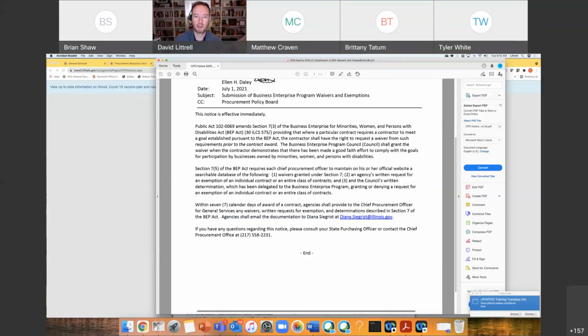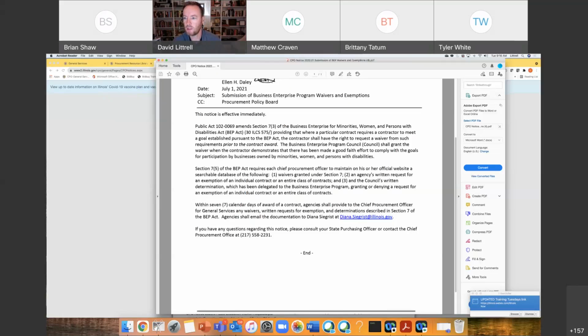But I just wanted to make the point that the CPO notice specifically calls out that you will be sending it directly to Diana, and it won't be going through your SPO. If you wanted to CC your SPO just so it's more of a communication and make sure everybody's on the same page, I think that's perfectly fine. It keeps everybody on the same page. But it will not be coming through the SPO. I think that's just touching too many people. It needs to go directly to Diana per the CPO notice.